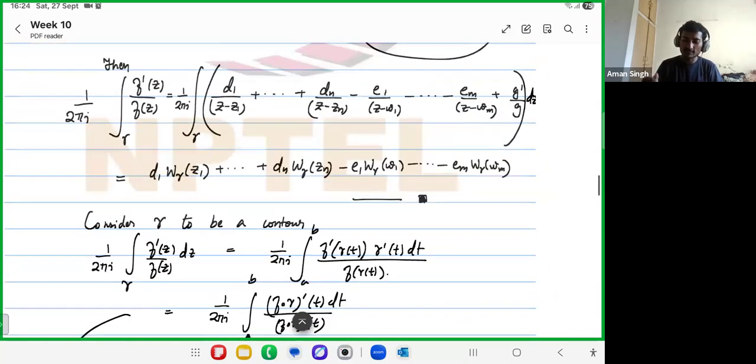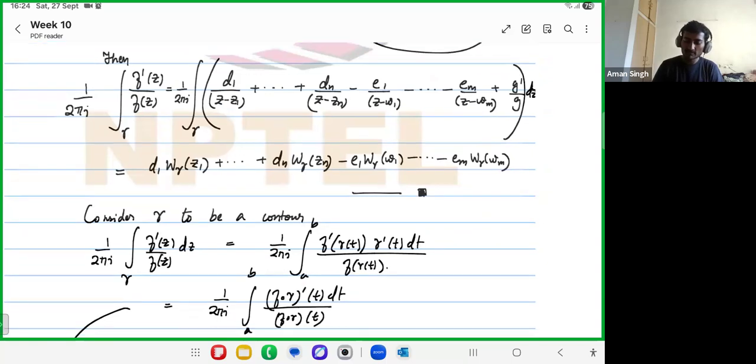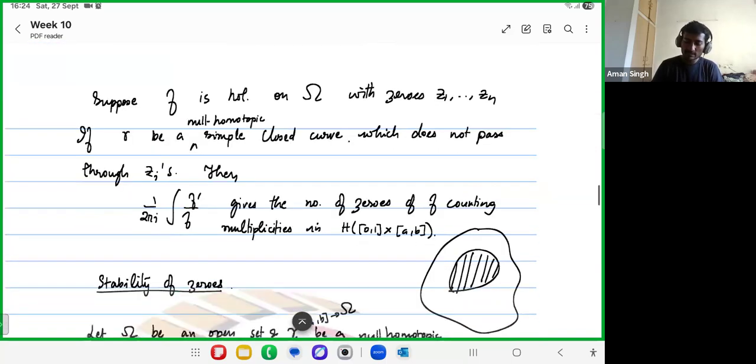Here is the proof. You see this. It all depends on the expression of the log derivative.